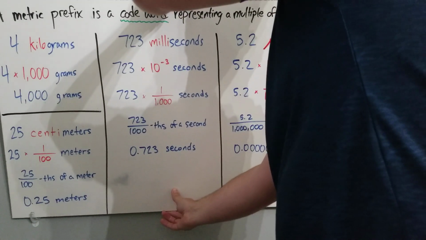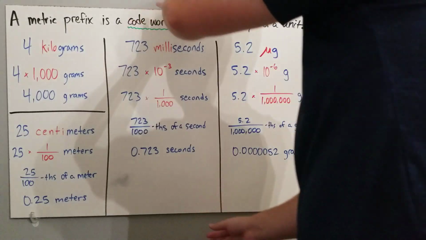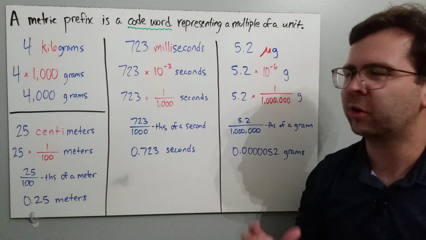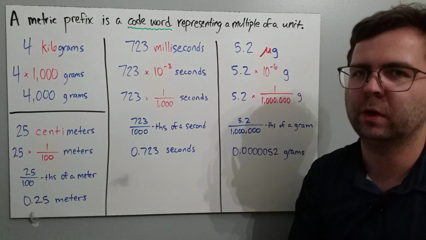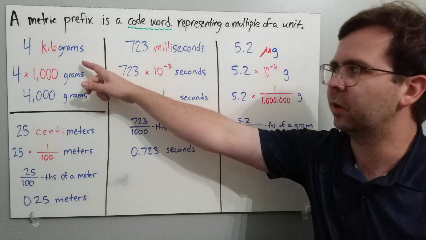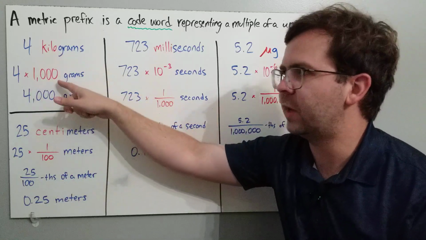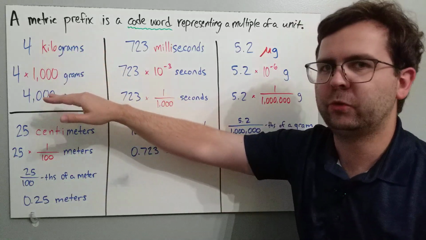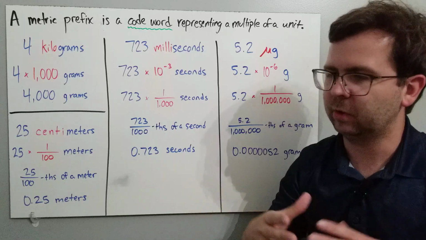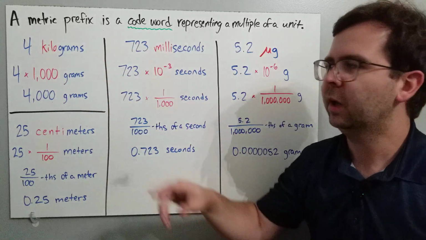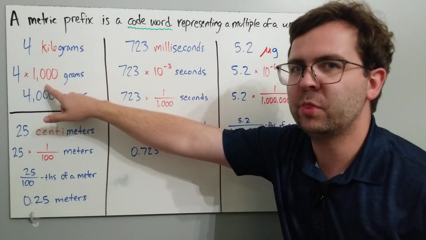Let's start with these examples here. As I was saying before, a metric prefix is like a code word. It's like a language, and it's a code word that represents a multiple of a unit. So for example, let's start over here: 4 kilograms. Kilo represents 1,000. When you rewrite this, you're translating from a prefix down to the base unit. You can translate kilo as 1,000.